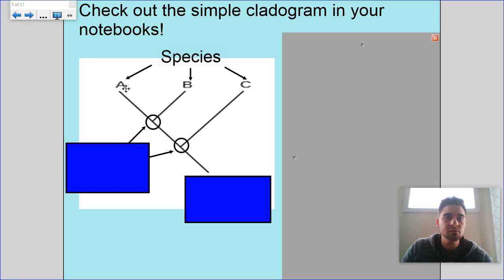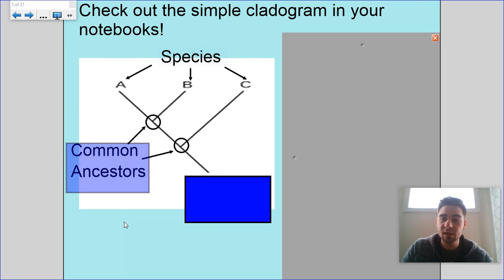Now, what you should recall is that we just saw this. These are present day species, meaning they're alive today. Now, these species didn't just come from nothing. They came from what's known as common ancestors. You've seen this term before.